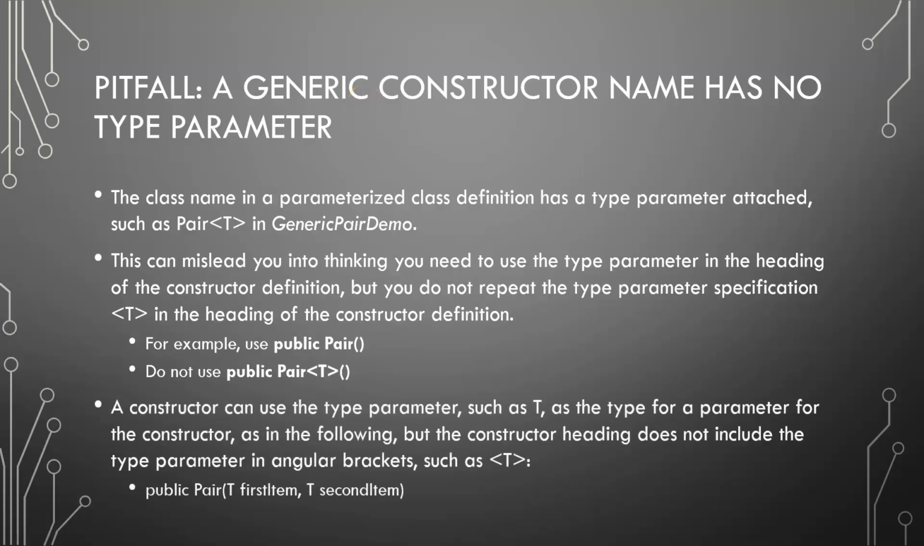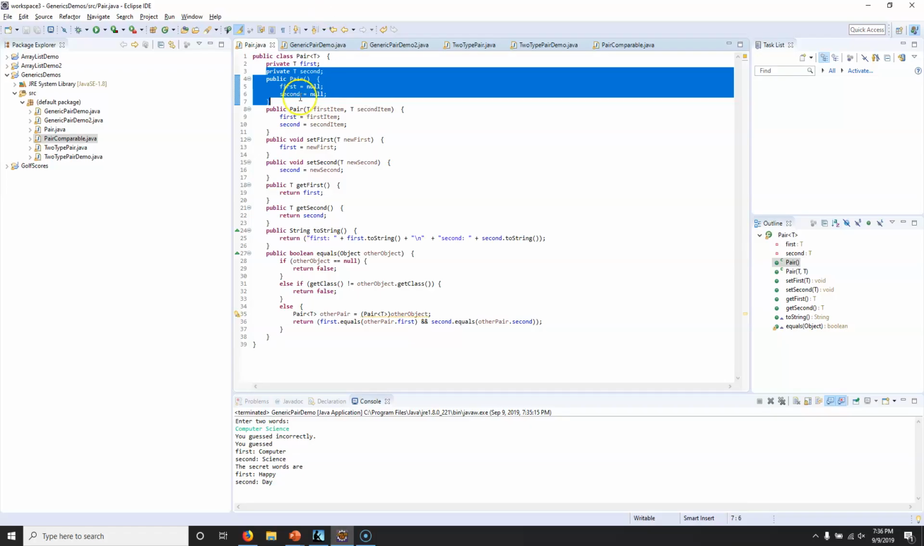Now, a constructor can use the type parameter such as T as the type for a parameter for the constructor as in the following, but the constructor heading does not include the type parameter in angular brackets such as T. Public Pair(T firstItem, T secondItem). All right, and that's of course this constructor right here.